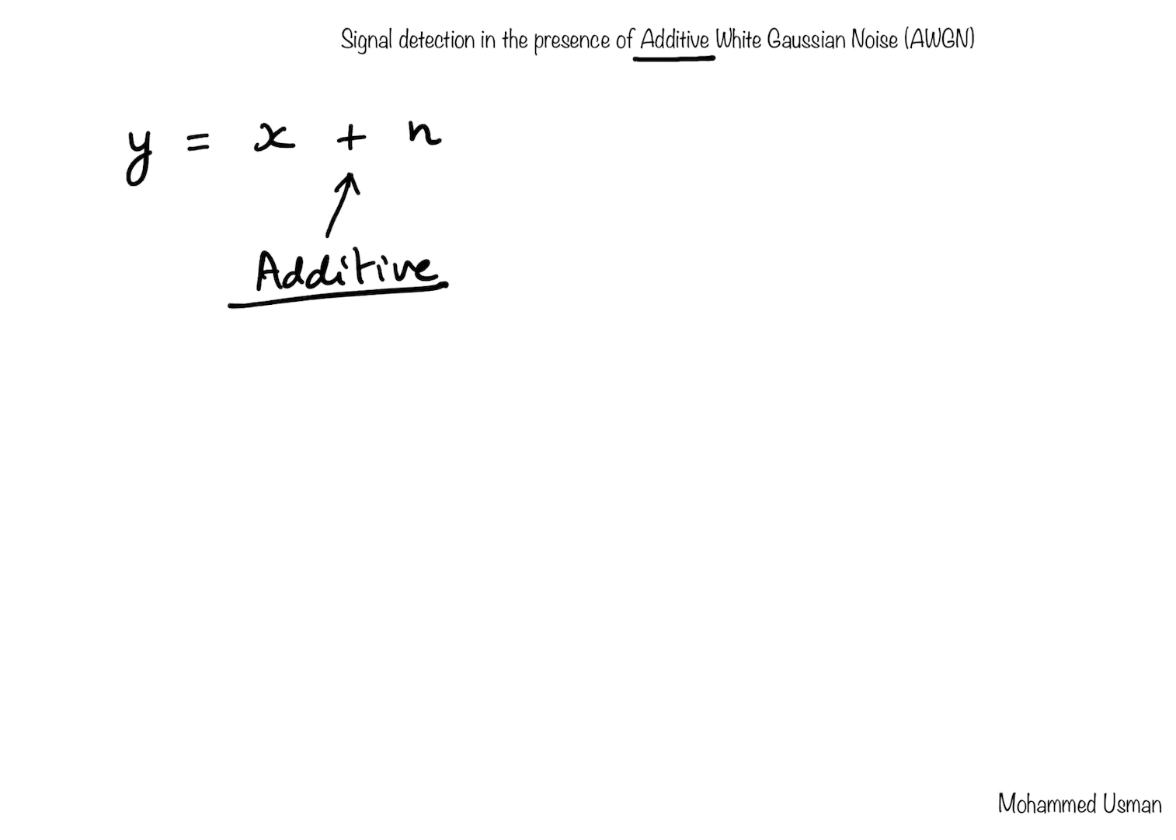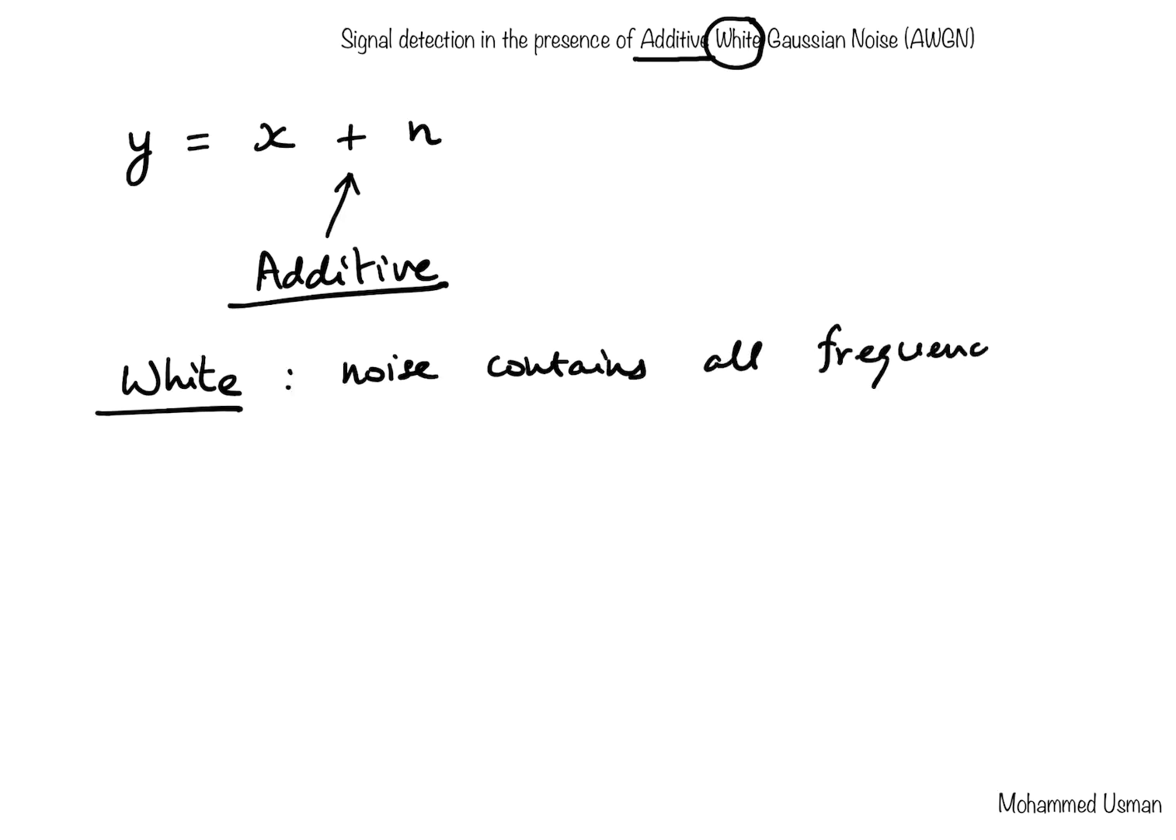Then we want to talk about what we mean by white, the second attribute. What do we mean by white noise? By white noise, we mean that the noise contains all frequency components in equal proportion.